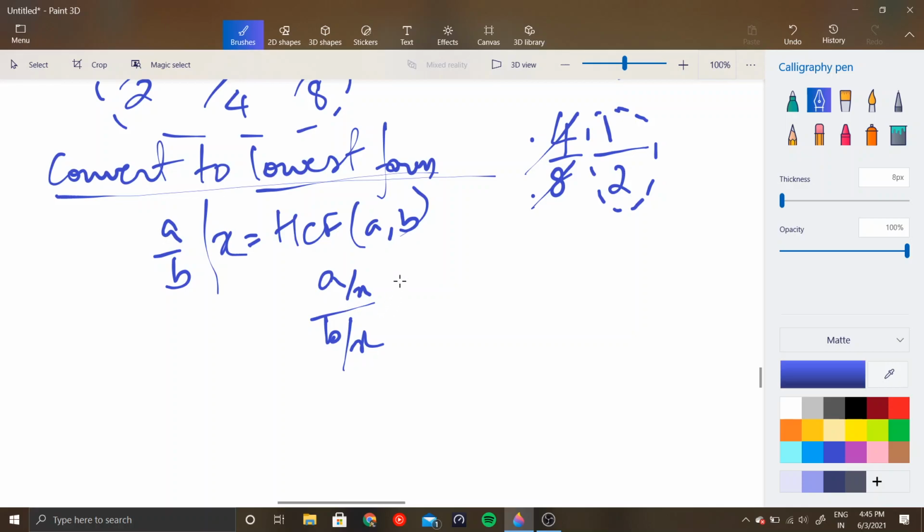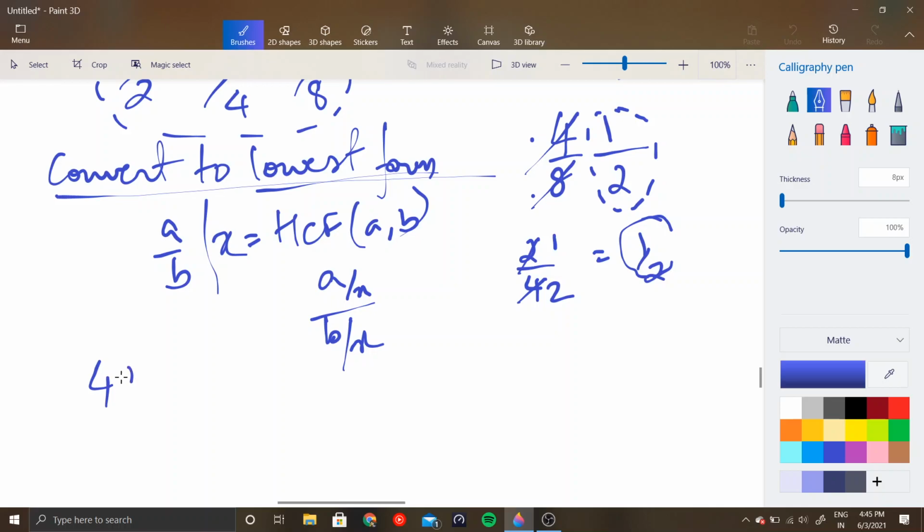Okay, let's take one more example. So 4 by 8 was there, 2 and 4. So 2 and 4, you will have the HCF as 2, because 2 can divide 2, 2 can divide 4, right? So this will result in this. This results in the lowest form as well. Okay, same thing. Let's do 2 more problems.